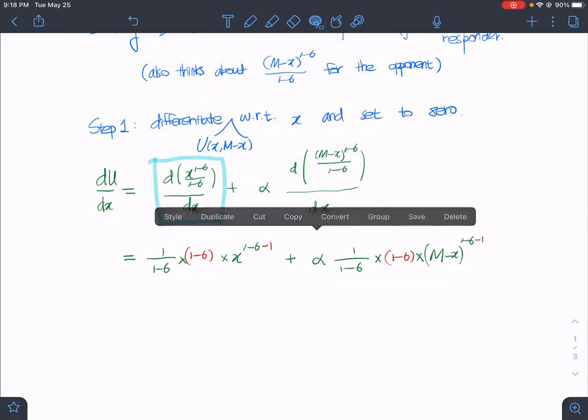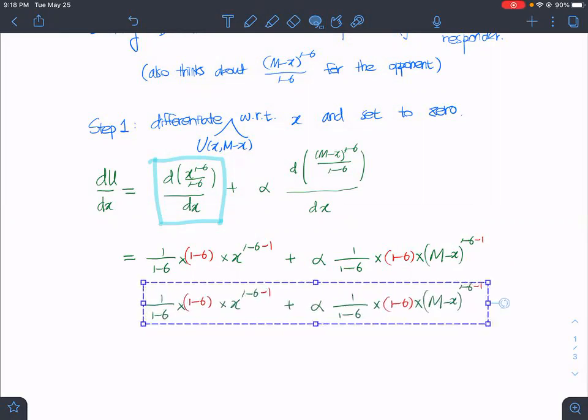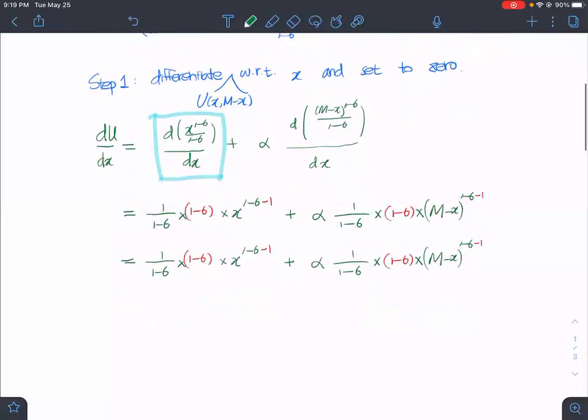Then let me proceed. Copy, paste. Color green. You can see that these guys get cancelled out. 1 minus sigma is also cancelled out. This 1 in the power also gets cancelled out. So 1 minus 1 is 0.